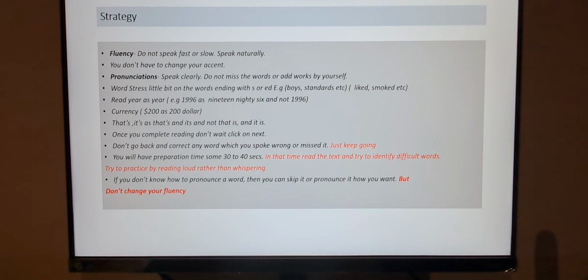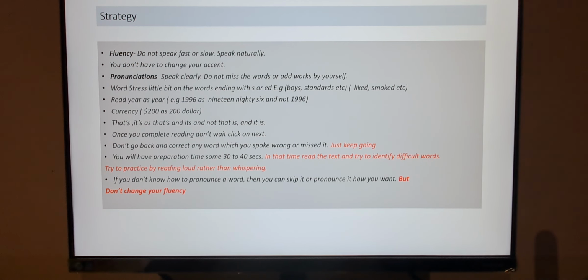Don't go back and correct any word which you spoke wrong or missed. There is a tendency in us that whenever we make a mistake, we try to correct it. If you do this, you will lose marks in fluency. Even if you make a mistake, even if you know that you have missed a word or pronounced a word incorrectly, guys, don't go back and recorrect it.